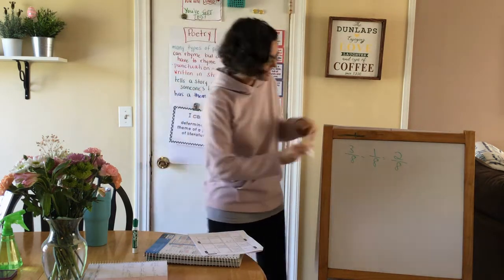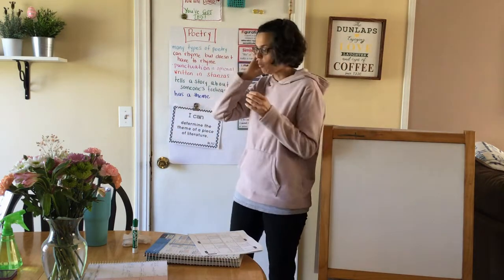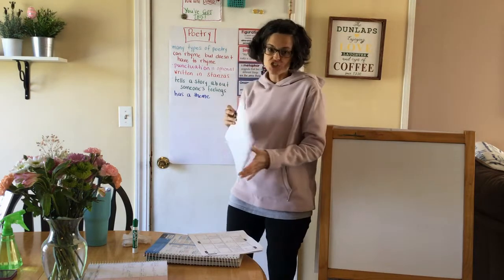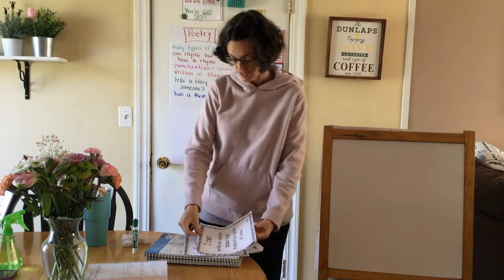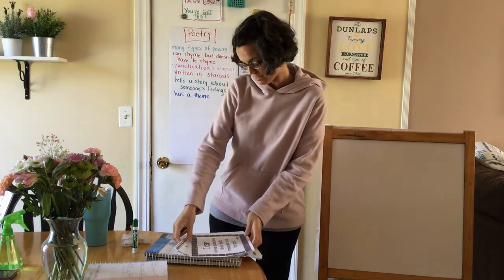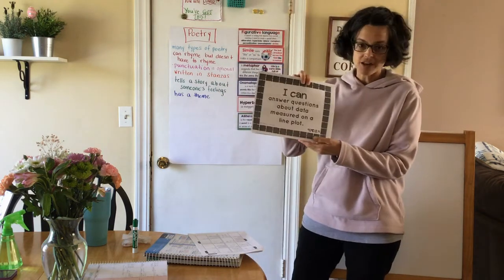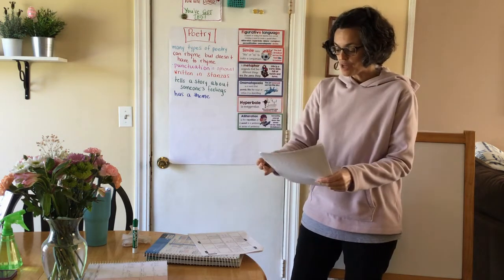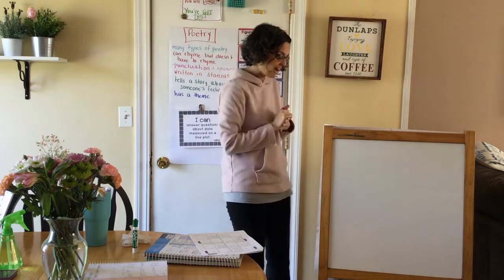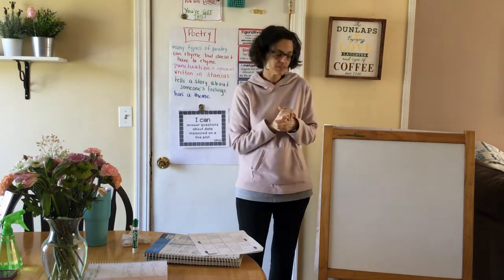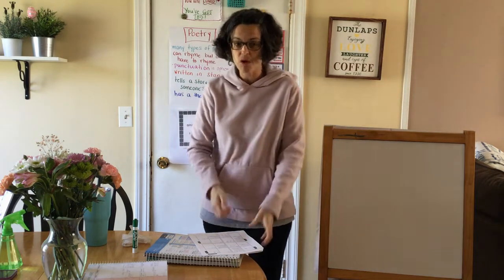So we are going to continue discussing line plots. Yesterday we started talking about what a line plot was. And a line plot is just a way to show information. Okay. It goes with our new learning target, which I'm finding for you right here. I can answer questions about data measured on a line plot. And yesterday we talked about some line plots. We talked about the height of giraffes. We talked about times for a meter sprint. Today we're going to talk a little bit more about line plots.